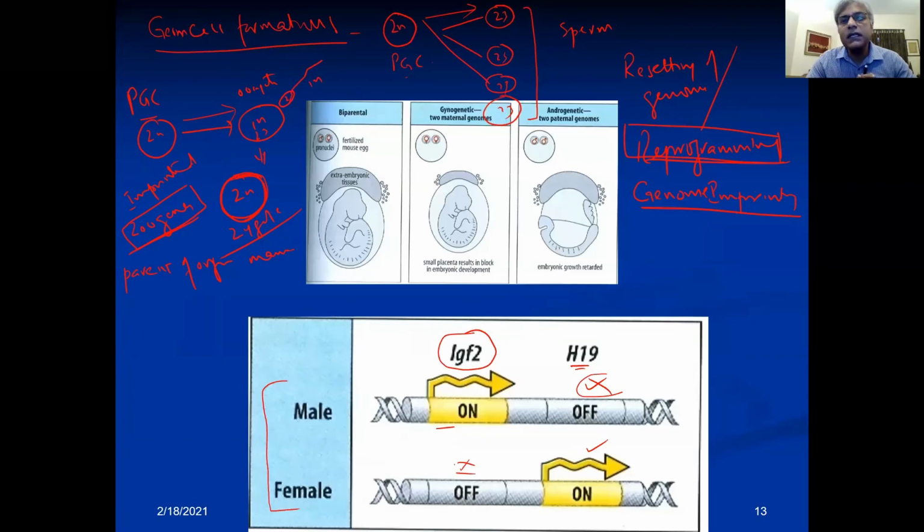How do we know this? How do we selectively switch on? Here, we call this paternally imprinted, maternally imprinted. How do we know this? How do we achieve this? A question arises. Okay, this zygote is a male. It develops as a male individual. Now, it has these IGF-2 and H19 in imprinted form.